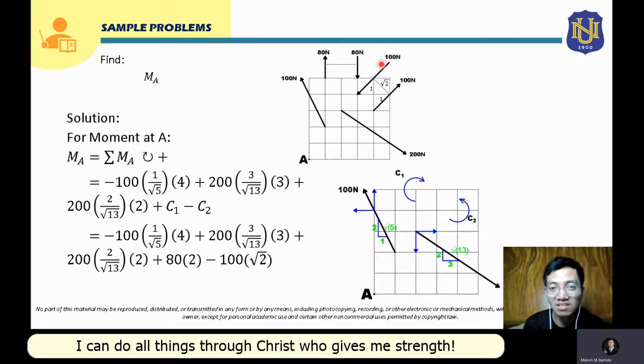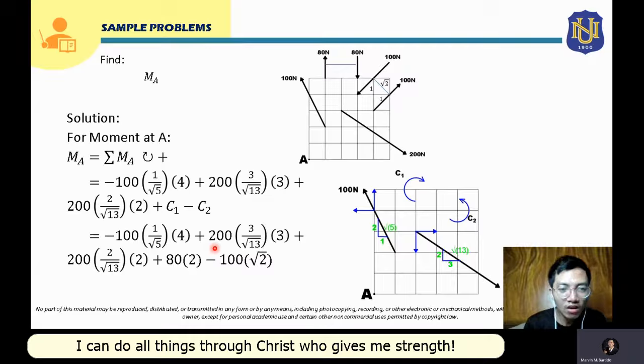And this is positive since it is clockwise, right? And now for your second couple, this will be F times D also. That will be 100 times their perpendicular distance, which is square root of 2. And this will have a counterclockwise rotation. That's why it will be negative here.